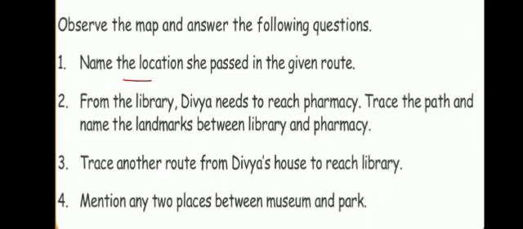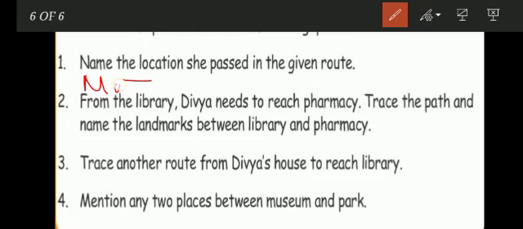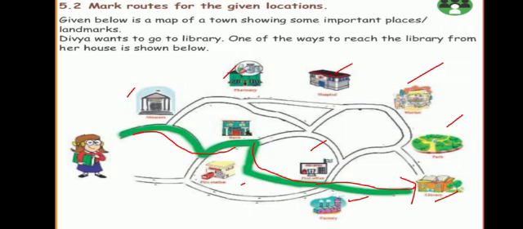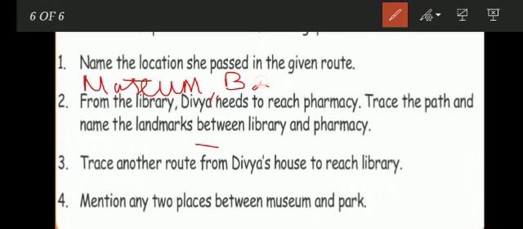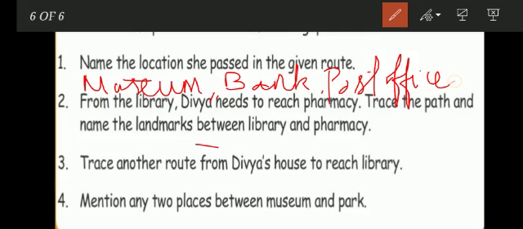Museum, here we will write museum. Then the next place is what? Bank, post office, and then library. I write here, you write neatly. This is the first question answer.